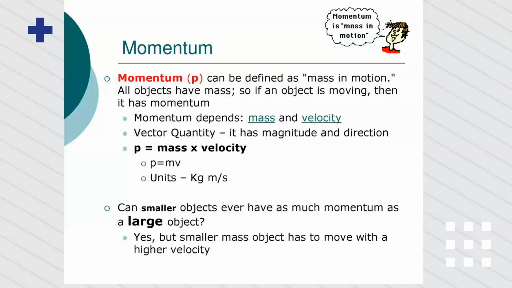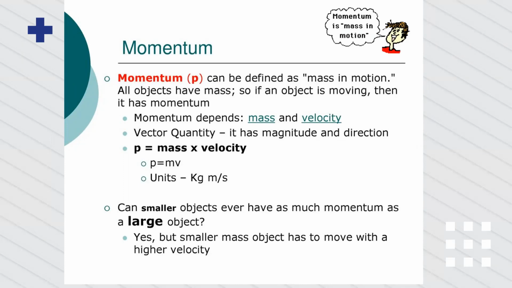So let us recall the concept of momentum. Momentum, P, can be defined as mass in motion. All objects have mass. Again, mass is the amount of matter in an object. So if an object is moving, then it has momentum.